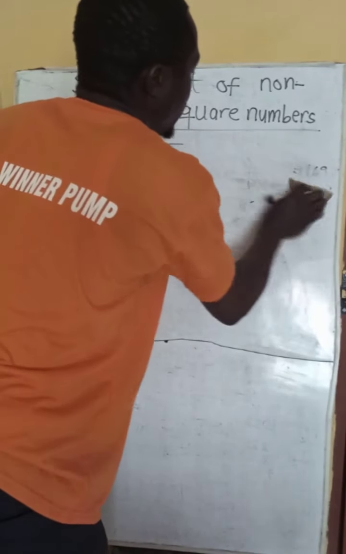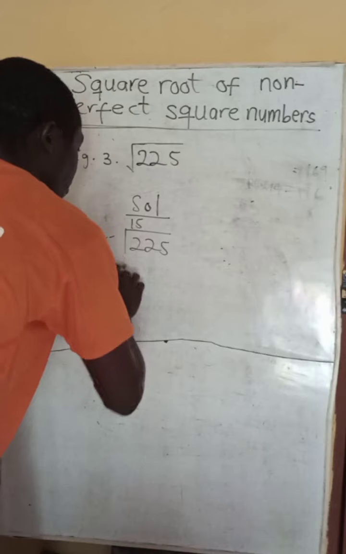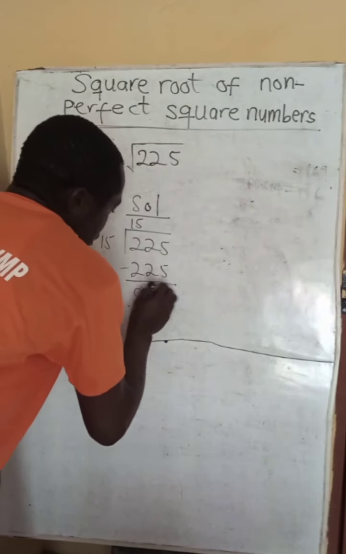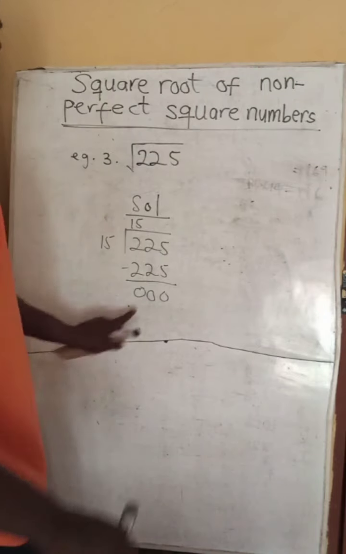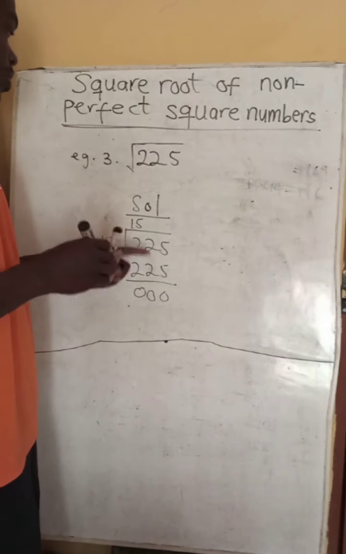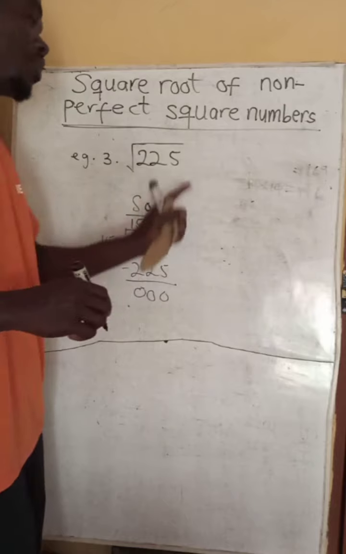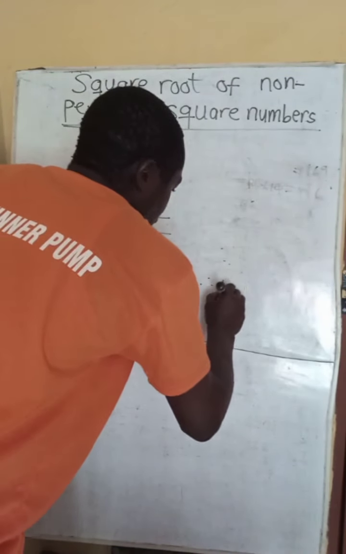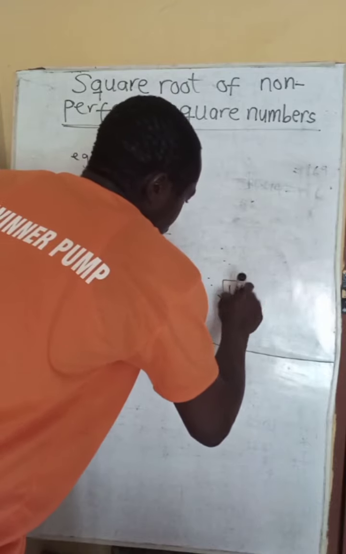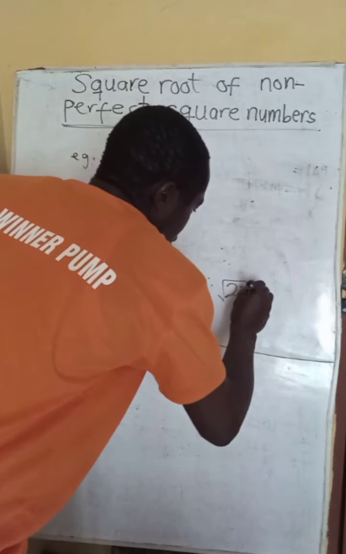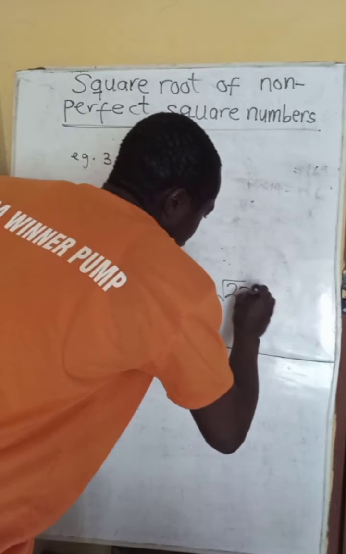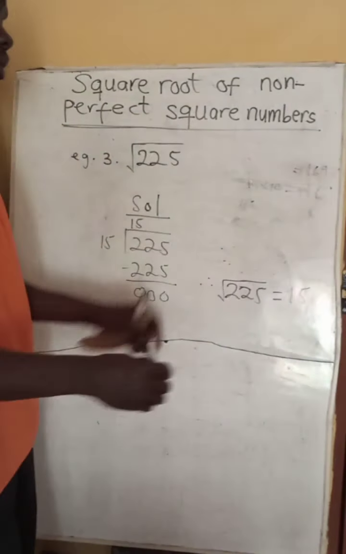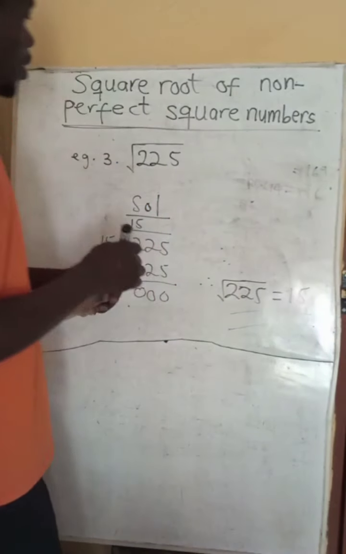So let's get rid of these numbers. 15 by itself, we got 225. When we subtract, we get just 0, 0, 0. And hence, if the remainder are all zeros, we leave our answer like that. So this will be 15.0, and therefore the square root of 225 is 15.0, just 15. So that's our answer.